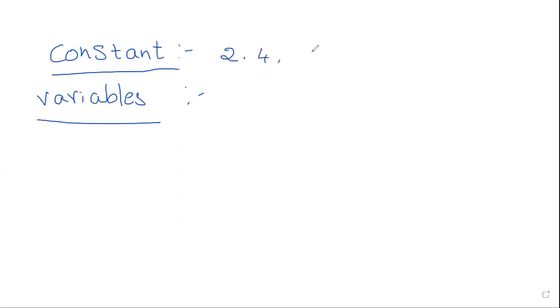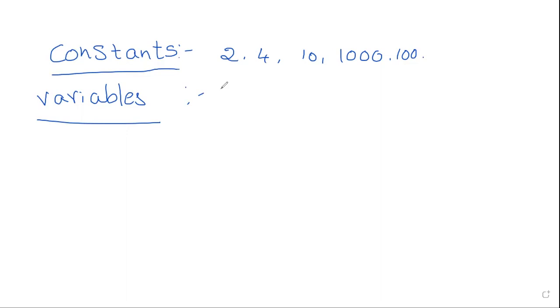4, 10, 100. All these numbers have a definite value. The values will not change anywhere, right? So the value of 4 is 4 itself. The value of 10 is 10 itself. So it will never change. 10 means 10 only. 10 will not become 20 or 100, right? They have a fixed value. That's why these are called constants.